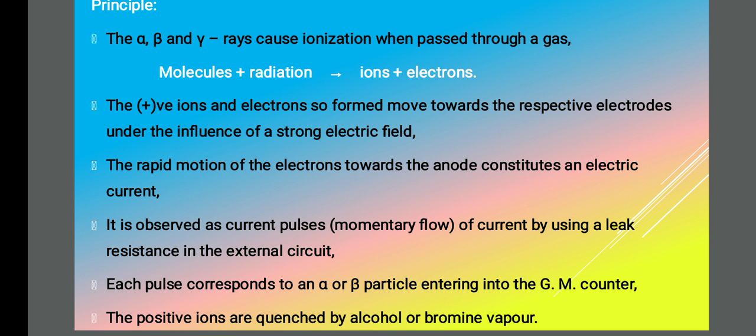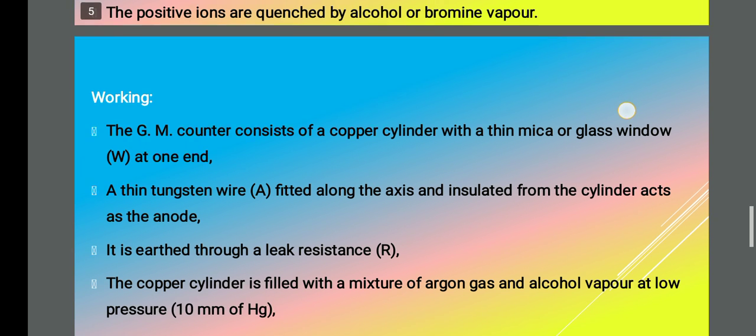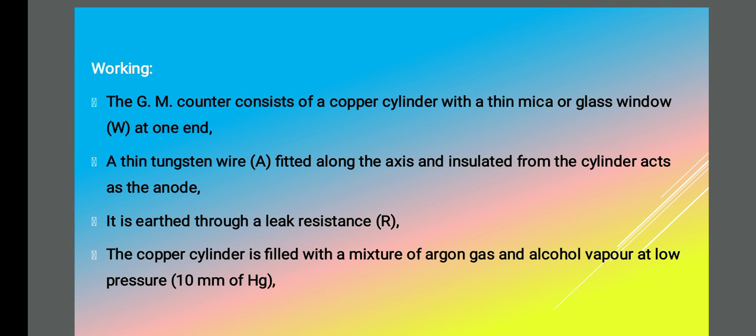Now I'll go into the working of the GM counter, Geiger-Müller counter. Is it okay? So before going into the working principle, I'll say something about the construction. If you take this GM counter, it consists of a copper cylinder with a thin mica or glass window at one end, and a thin tungsten wire A fitted along the axis, insulated from the cylinder, which will act as the anode. Is it clear? So I'll repeat. The thin tungsten wire fitted along the axis and insulated from the cylinder will act as an anode.